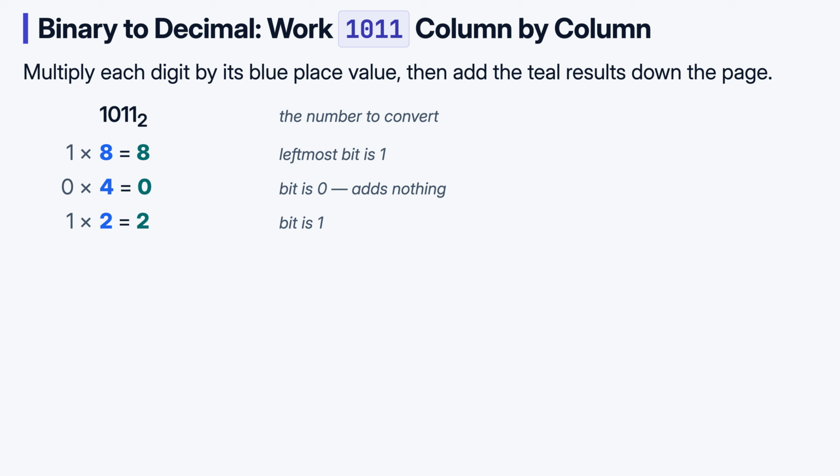The next bit is 1, times 2 gives 2. The last bit is 1, times 1 gives 1. Now add the contributions down the page. 8 plus 0 plus 2 plus 1 equals 11. So binary 1011 is decimal 11.